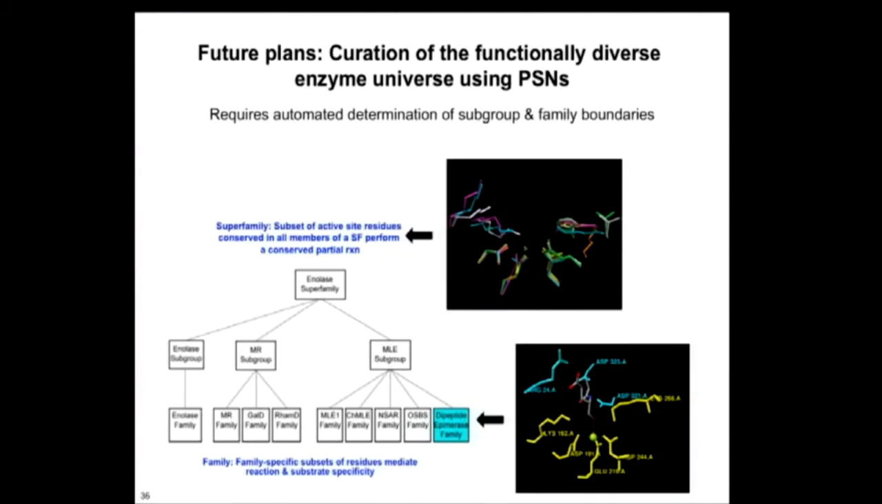Future plans: we want to curate the entire functionally diverse enzyme universe with the same kind of hierarchical information so that we don't over-annotate when we don't have evidence to assign a protein to a family. Maybe we could only assign it to a superfamily and put it in a subgroup that at some point is going to be relevant when somebody looks at it.